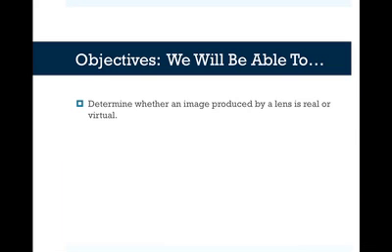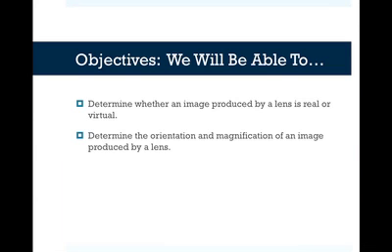Just like with mirrors, lenses can produce real images or virtual images depending on the type of lens and how far an object is from the lens itself or from the focal point. So we'll look at the differences and similarities there to mirrors. And then, just like with mirrors, we'll take a look at how the image is presented. Is it upside down or right side up? So that's what we mean by orientation. And then magnification. So is it the same size or larger or smaller than the object actually is?